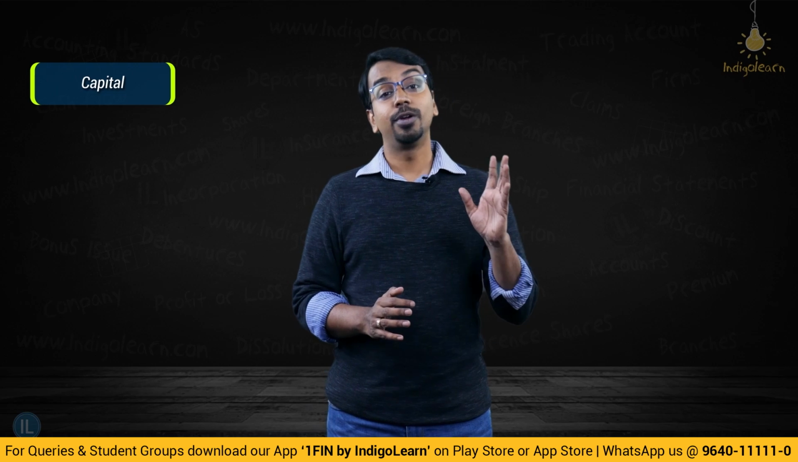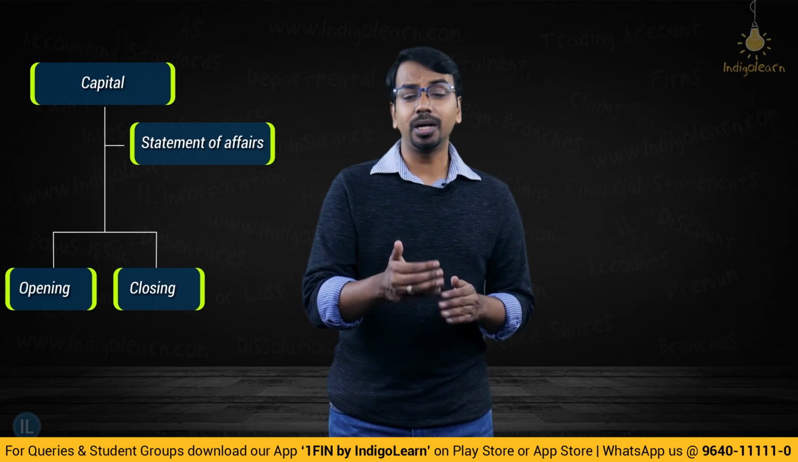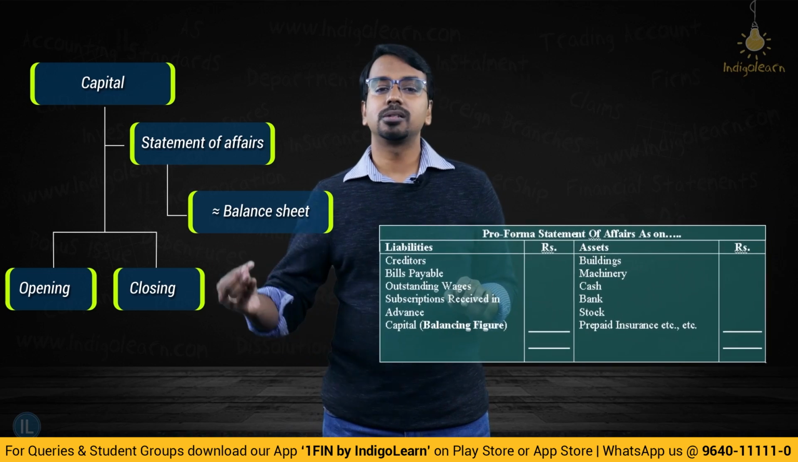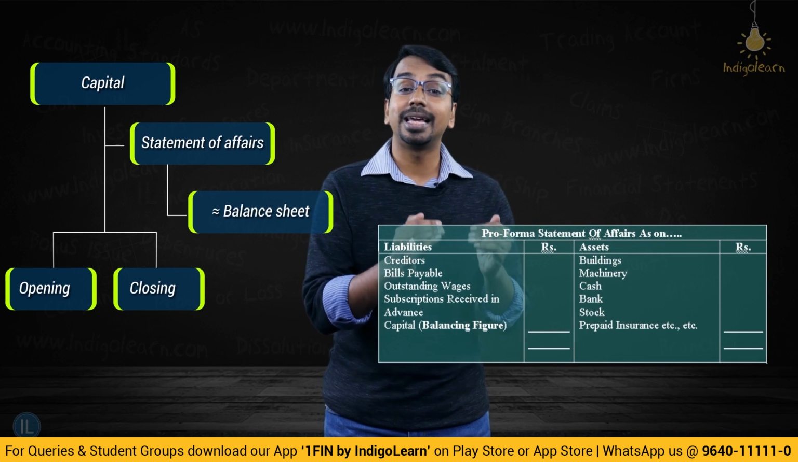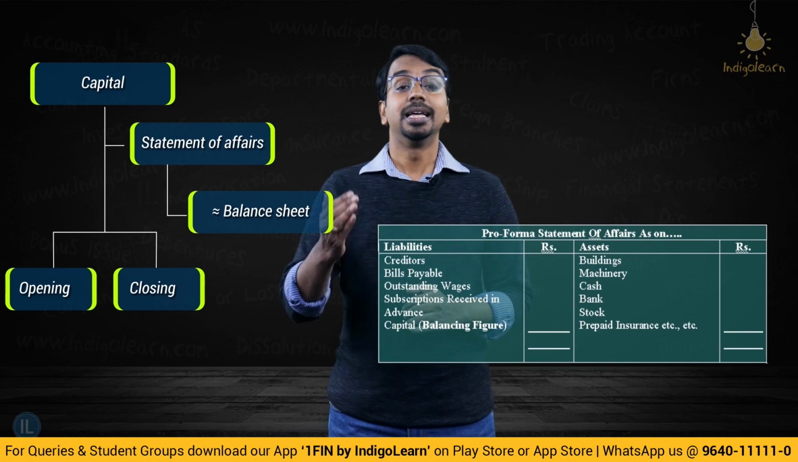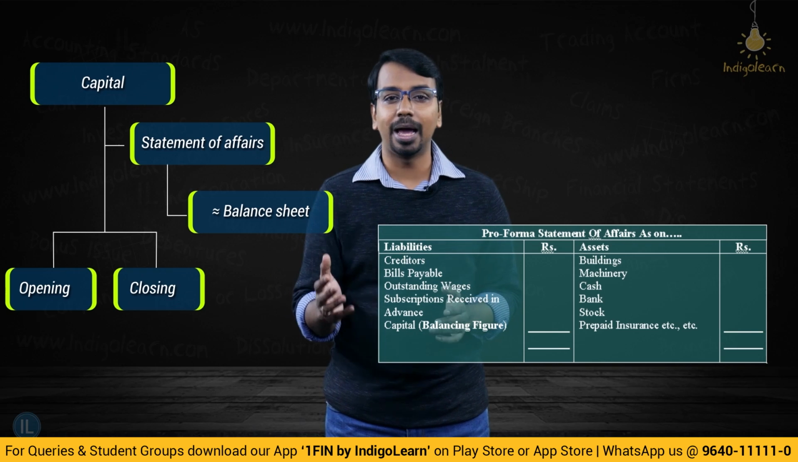For this, we prepare something called a statement of affairs. What do we prepare? Statement of affairs, which is nothing but like your balance sheet. It's not a balance sheet because it is not coming from a trial balance. We will not call it a balance sheet. It is called a statement of affairs. And what does this statement of affairs have? It will list down all your assets, all your liabilities.